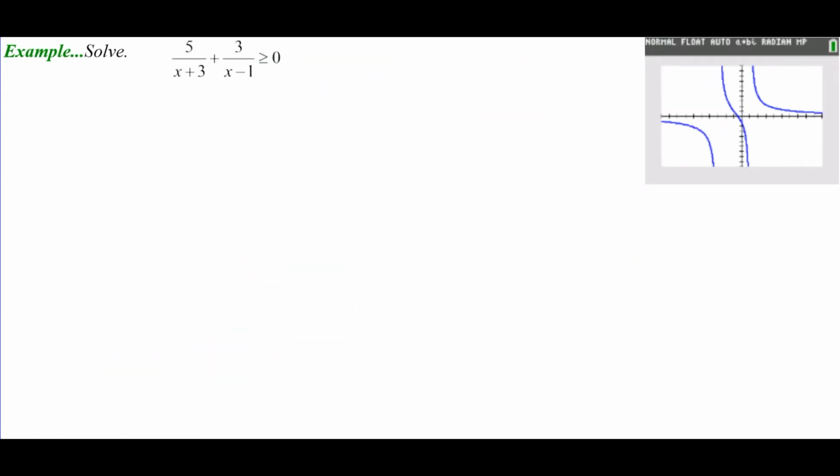All right, here's an additional example. This is not just a single rational function. This is actually two rational functions added together. So we have to be a little bit careful here. We can still get our undefined values from the denominators. So x plus 3 equals 0 is going to give me x equals -3, and x minus 1 equals 0 is going to give me x equals +1. So my undefined values are at -3 and 1.